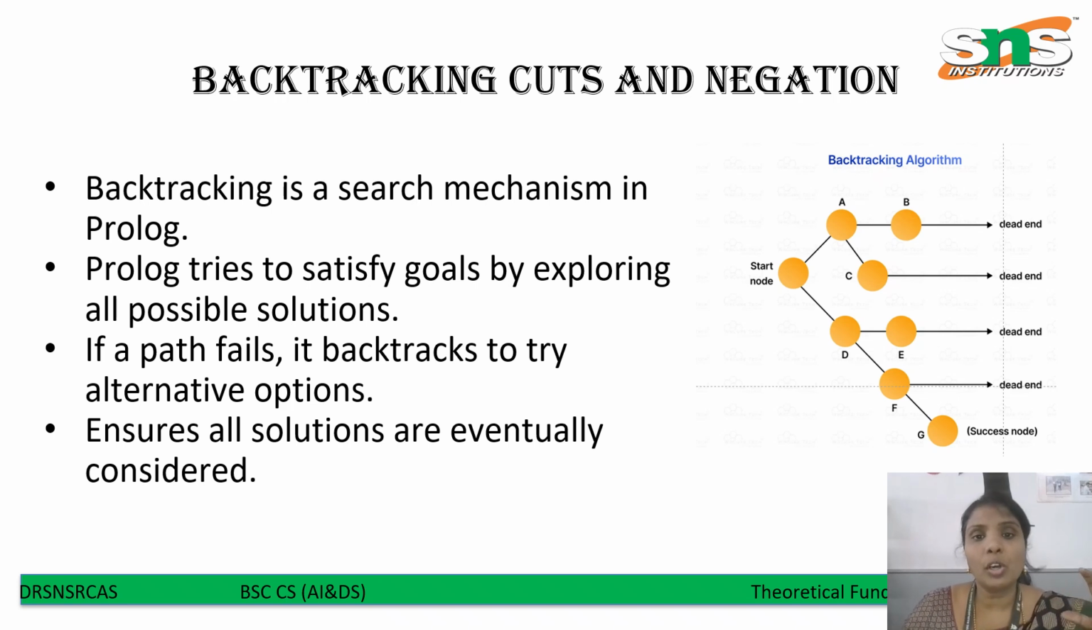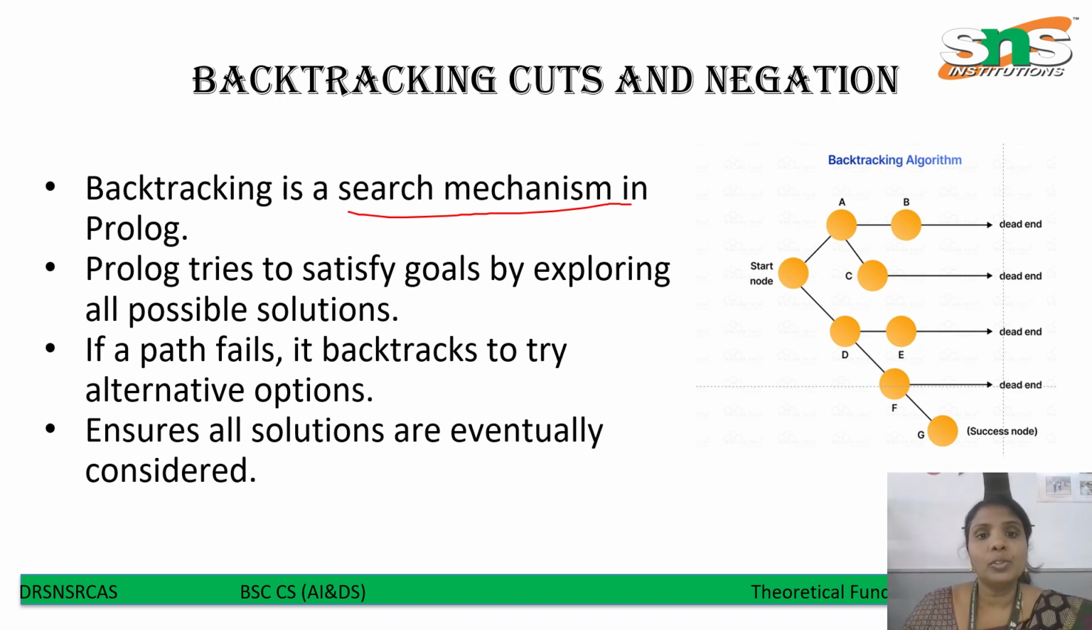Backtracking is a problem solving and search technique used in programming, especially in logic programming languages like Prolog, to find solutions step by step and go back whenever a dead end is reached. When we write a program in Prolog, the system tries to find an answer by following logical rules and facts. The process it uses to explore possible answers is called backtracking. It is a search mechanism in Prolog.